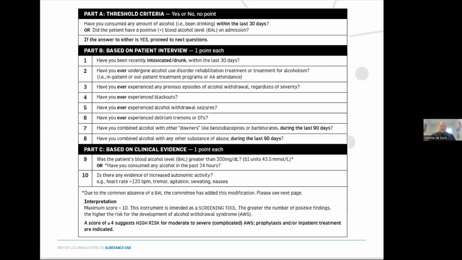So this is just a look at the PAUSE specifically. You have the threshold criteria in part A, and then it's a set of 10 questions, and it assigns 1 point to each of the 10 questions. As mentioned previously, a PAUSE of 4 and higher indicates high risk for moderate or severe complications from alcohol withdrawal.